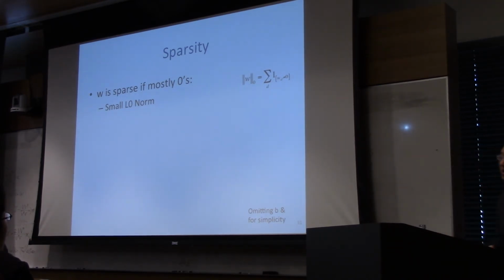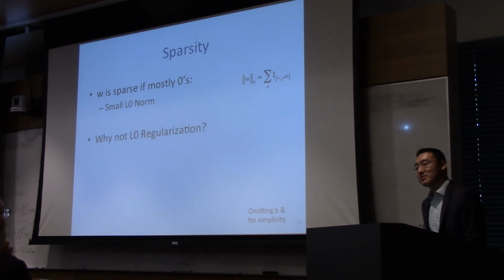Sparsity is often a desired property in many applications. And if you think about it, if I want W to be mostly zeros, then I can just minimize the L0 norm, right? The L0 norm says I incur a penalty of 1 for any dimension of W that's non-zero. So why don't we use L0 regularization instead of L1?